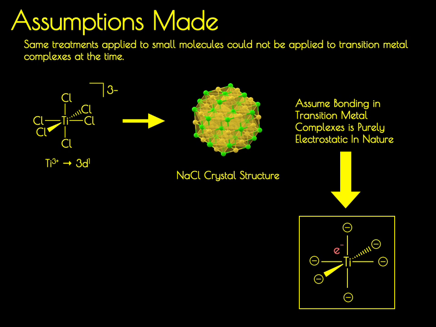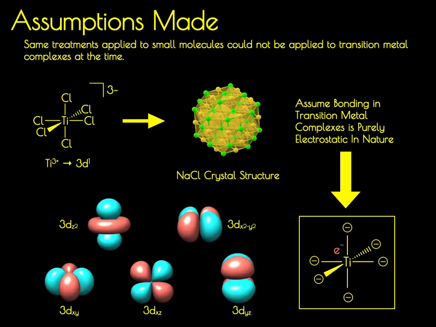Quantum mechanically, we describe electrons using wave functions, so that d electron can be described by using one of the 5 3d orbitals: the 3d x squared minus y squared, dz squared, dxy, dxz, and dyz. What we're now going to do is consider how these d orbitals behave in 3 different situations.